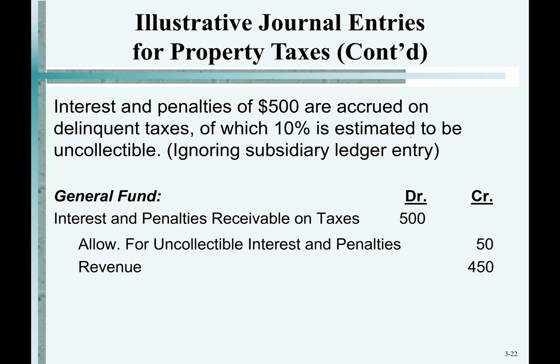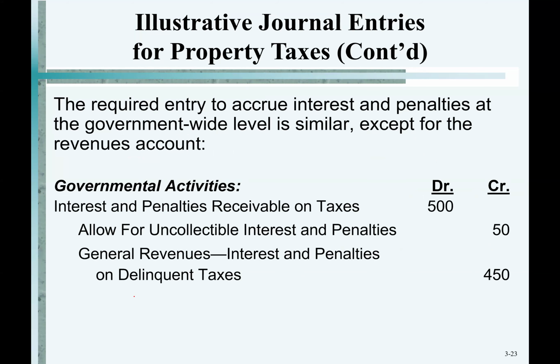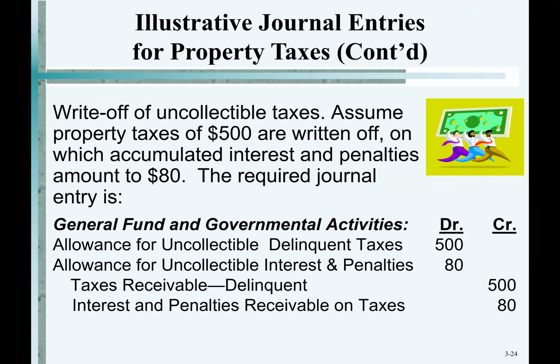The only difference between these two slides, this one dealing with modified accrual and the general fund here, is that you might have a different title for your revenue account at the government-wide level. They're just calling it general revenue. Remember, at the bottom of the statement of activities we call out certain things as general revenues. If there's a write-off, just like in commercial, you debit the allowance and credit the receivable, which is the same thing you would do in commercial if you actually have to write something off.